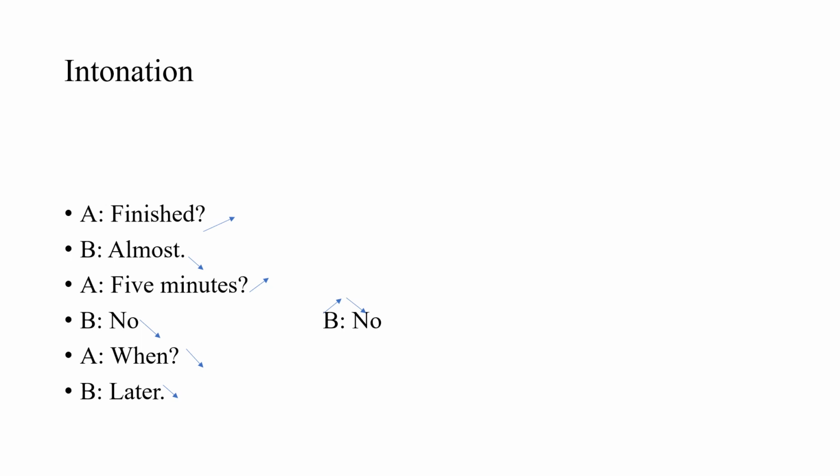The first one is finished with a rising intonation. And rising intonation shows yes/no question. It means the speaker expects an answer from the interlocutor. And the interlocutor, who is a student here, answers "almost" with a falling intonation. And falling intonation shows certainty. It means certainly it is almost done.